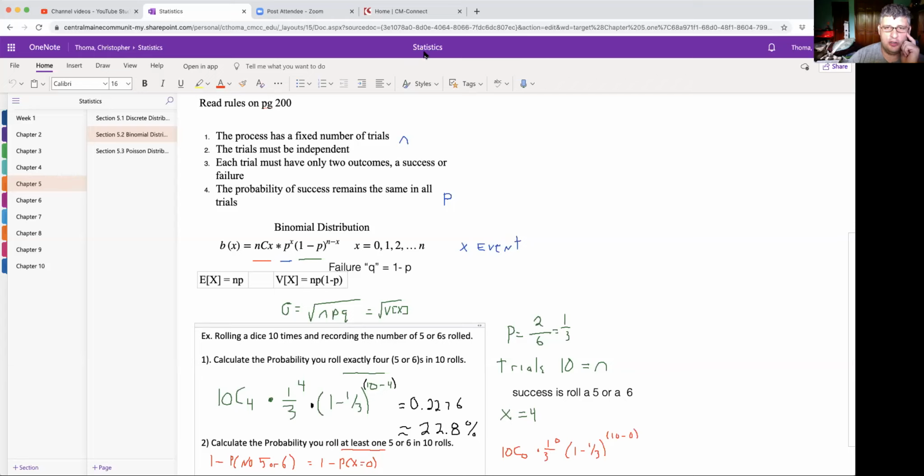Now this is not too bad to calculate. 10 choose 0 is just 1. Remember from algebra, anything to the 0 power is also 1. So 1 times 1 is 1. So all I have to do is figure this out. Well, 1 minus 1/3 is 2/3, and then 10 minus 0 is 10. So 2/3 to the 10th power.